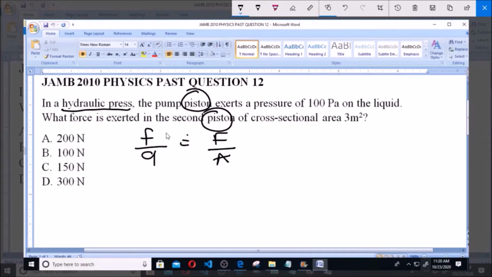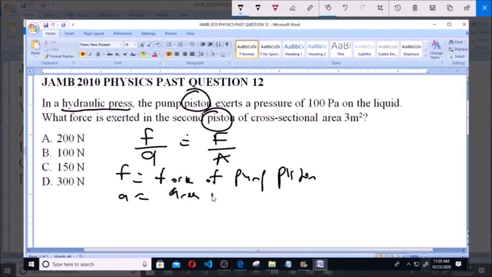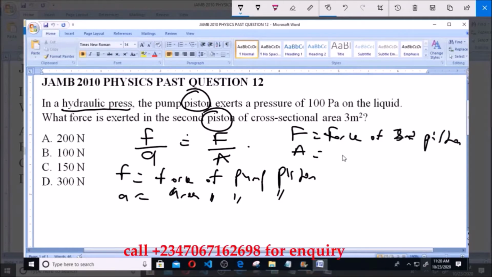Okay, so the same pressure is experienced across both pistons. So like we said, small f in this case is the force of the pump piston, A is the area of the pump piston. Meanwhile, capital F is the force of the second piston, and A is the area of the second piston.